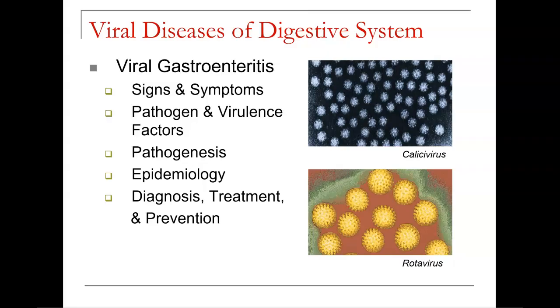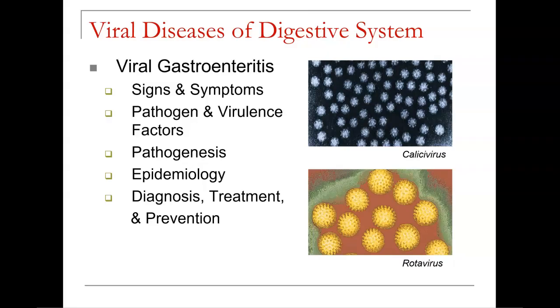Epidemiology: you're going to have more cases that occur in the winter. It's going to cause outbreaks in things like daycare centers, schools, and hospitals. The rotavirus is going to cause about 50% of infantile gastroenteritis, 100,000 hospitalizations, and 100 deaths per year in the U.S., and will kill about 600,000 each year in developing countries.